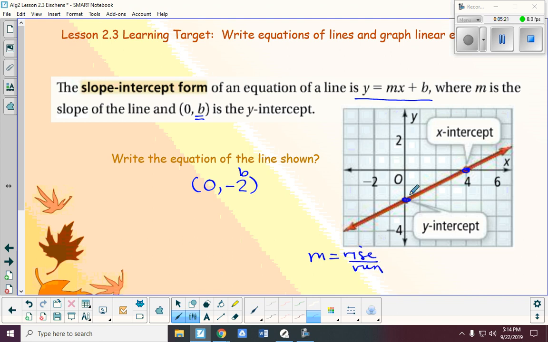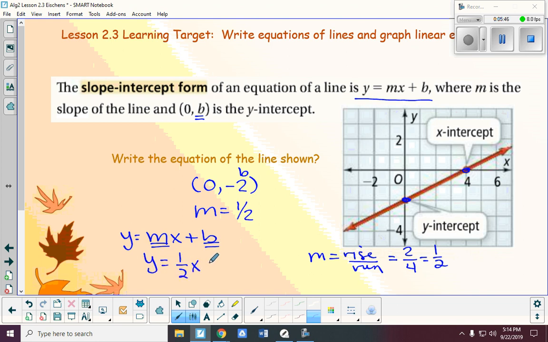So to travel from one point to the next, you would have to go up 2 and over 4. So up 2 and to the right 4. So the slope is 1/2 if we reduce that. So to write the equation, let's see, we need to substitute in the slope and the y-intercept. So y equals 1/2 x minus 2. That would be your answer.